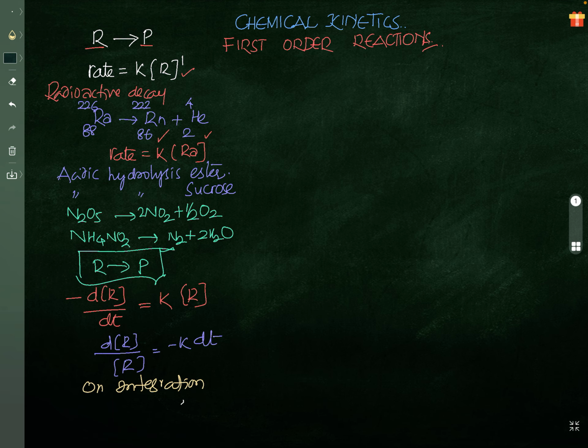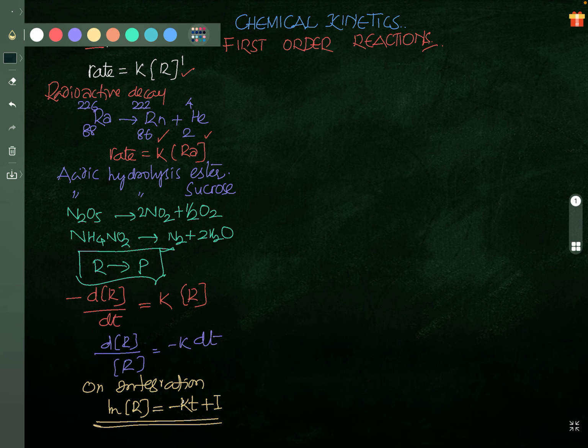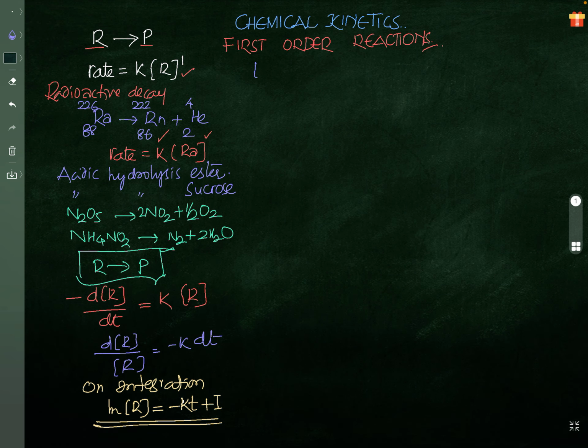okay, now you know the integration rules you are going to learn in class 12, I think. In mathematics, you will be getting integration. And on integration of this, you will be getting ln R is equal to minus kt plus I. This is going to be the expression. Now, I want to go for t is equal to 0. Then concentration of R will become R naught. R naught is the initial concentration.